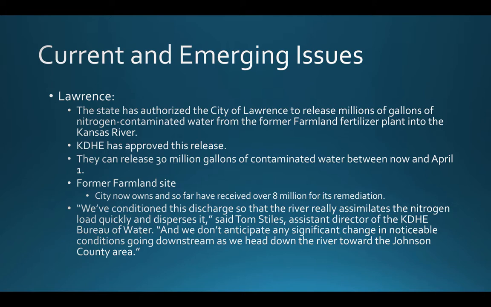Another current and emerging issue that's a little closer to home for some of us here is in Lawrence. The state has authorized the city of Lawrence to release millions of gallons of nitrogen-contaminated water from the former Farmland fertilizer plant into the Kansas River. They have stated that they can release about 30 million gallons of contaminated water between now and April 1st. This is a former Farmland chemical fertilizer plant site. The city now owns the site and has so far received over $8 million from the trust fund for its remediation. And the Kansas Department of Health and Environment has stated that they've conditioned this discharge so that the river really assimilates the nitrogen load quickly and disperses it.